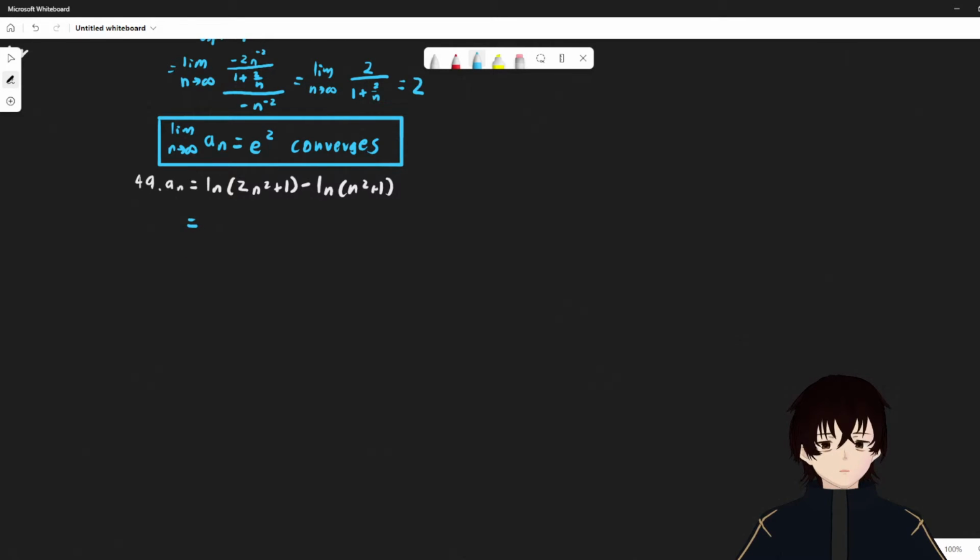This is equal to the sequence a sub n equal to natural log of 2n squared plus 1 over n squared plus 1. The limit as n approaches infinity of a sub n is equal to natural log of 2, because the limit of the inside is going to be equal to 2. Therefore, we just put the natural log there. And this converges.